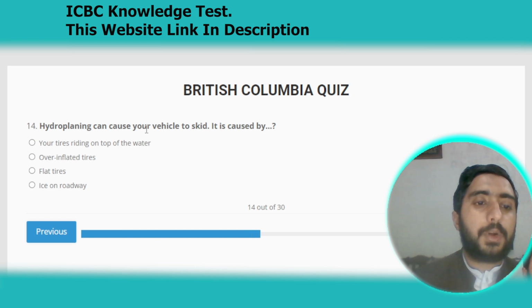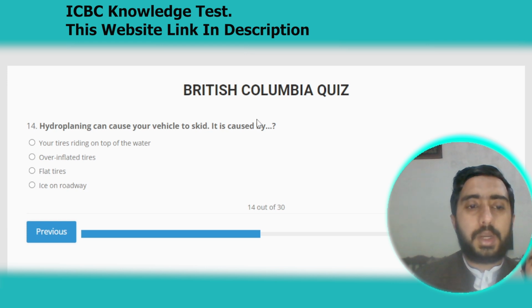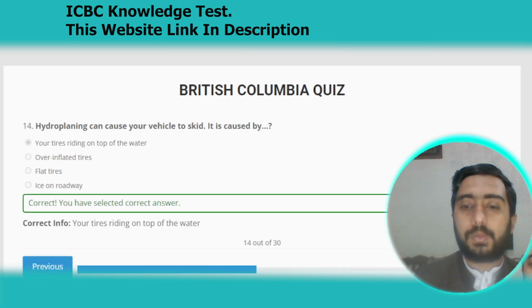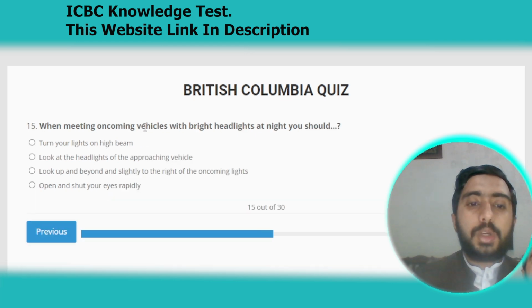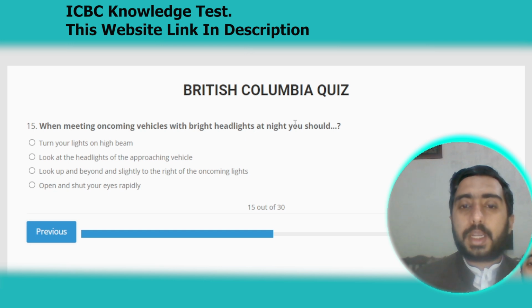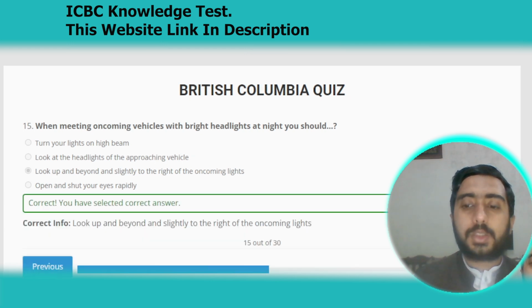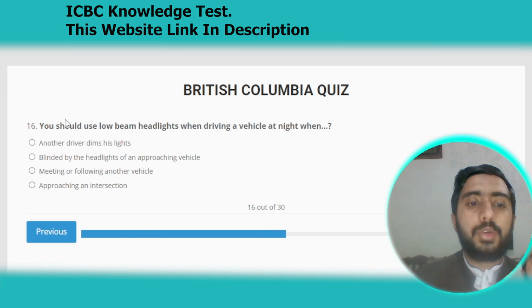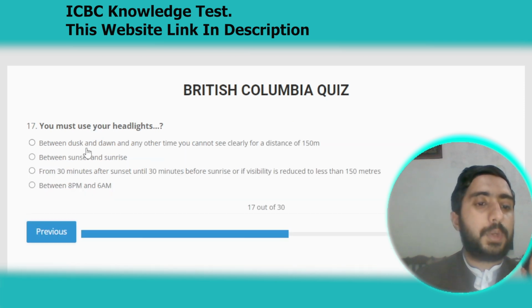Next question number 14. Hydroplaning can cause your vehicle to skid. It is caused by your tires riding on top of the water. Option E is the correct one. Next question. When meeting an oncoming vehicle with bright headlights at night, you should look up and beyond and slightly to the right of the oncoming lights. Next one, question 16. You should use low beam headlights when driving a vehicle at night when meeting or following another vehicle. Next one, question number 17.